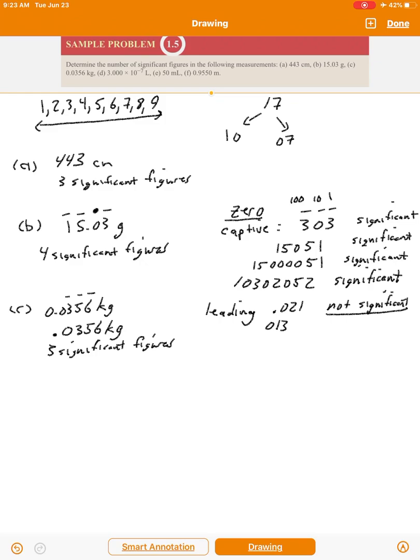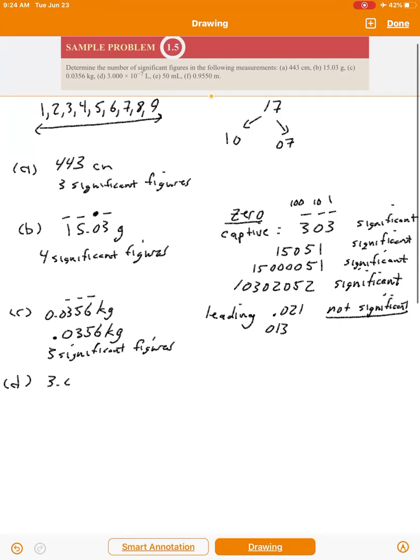So notice we have two types of 0, if you want to think of it that way. We have the captive 0, which is significant, but the leading zeros are not significant, so we don't count them. Part D. In part D, we have a bunch of zeros. And these zeros are not in the front, they're not leading, and they're not in between, they're not captive. So we call these trailing zeros.